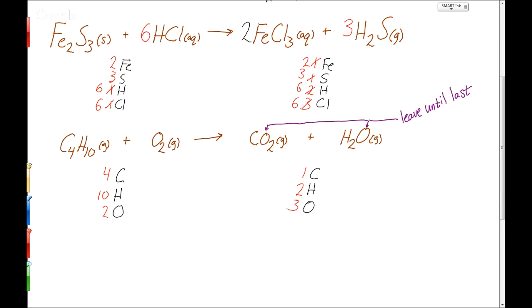So we want to get 4 on the right. That's going to change this to 4, but it also changes the oxygen to 9. And there's a good example of why you wouldn't start with oxygen, because as soon as you change the C or the H, the O is going to change too. All right, so then we can do the H's, 10 on the left, 2 on the right. So that means we need a 5 here, so we can get 10 on the right also.